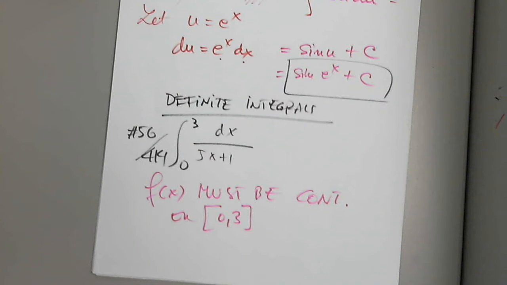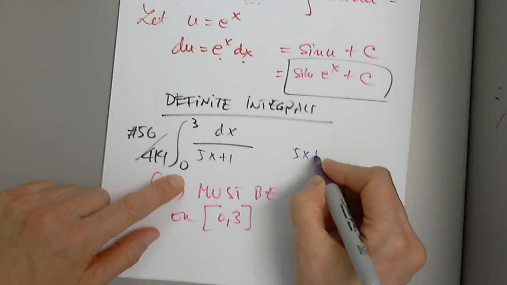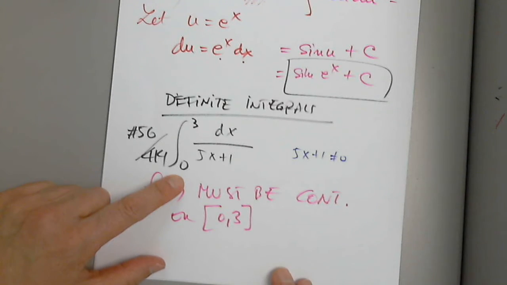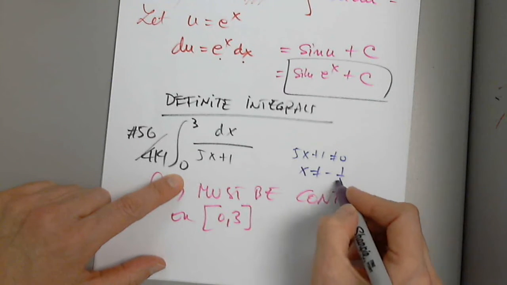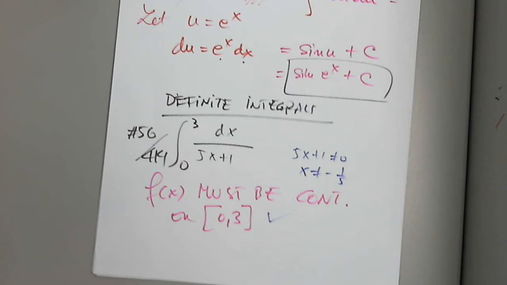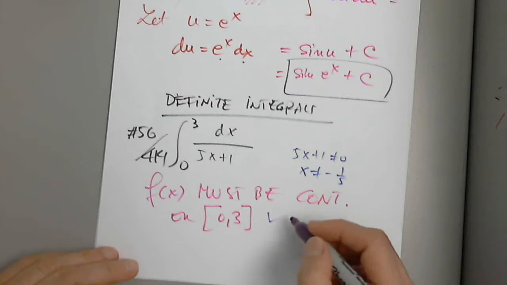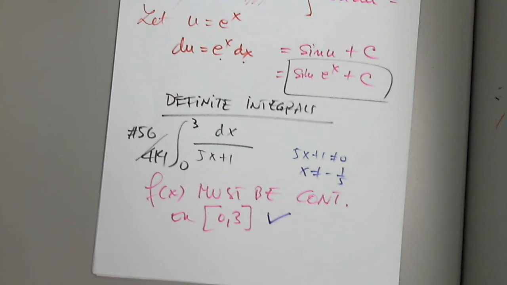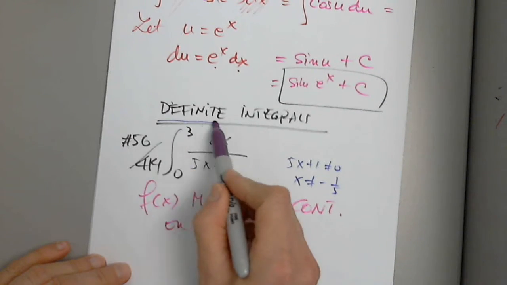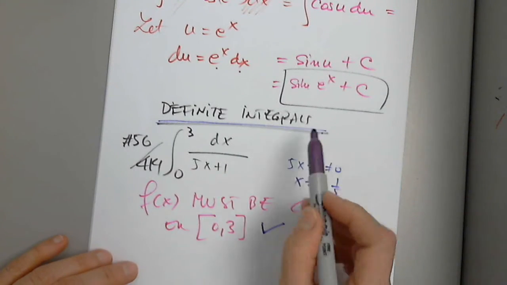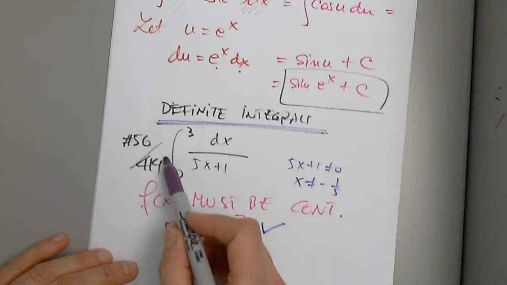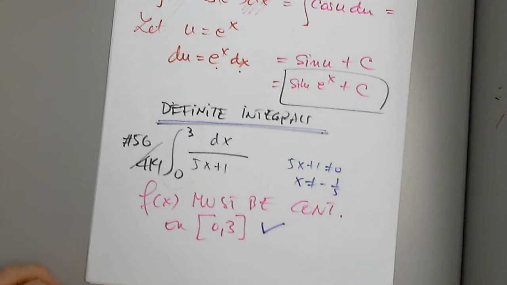Okay, is this function continuous on the interval 0, 3? Well, the only thing I can say is that 5x plus 1 cannot be 0, so x cannot be negative 1/5. Yes, it is continuous. The function is discontinuous at -1/5, but -1/5 is not on the interval 0, 3. So this condition is fulfilled. This is extremely important to always check when you determine a definite integral. You have to make sure that the function is continuous on that interval.